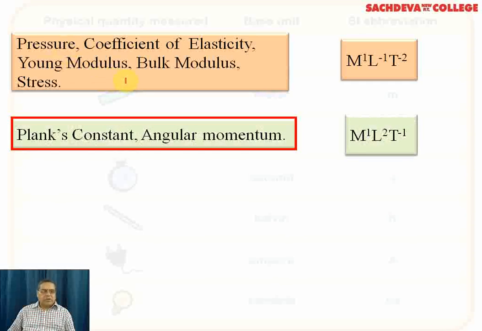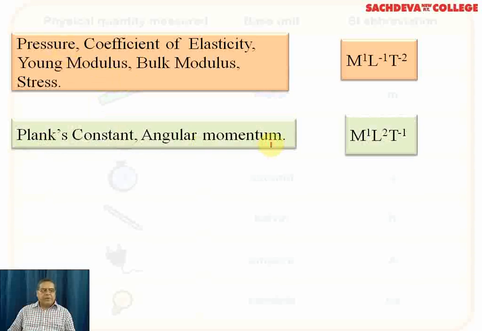Then is the Planck's constant and angular momentum. Well, for angular momentum, the symbolic representation is L, and it is calculated by the function mvr. We put the dimensions of m, then v, then r. Well, we write m as it is, v will be LT^-1, and r will be in terms of length. And similarly, Planck's constant, its unit is joule second or erg second. So we put the dimension of joule, that is work, multiplied by time, and the net dimension comes to be M^1 L^2 T^-1.